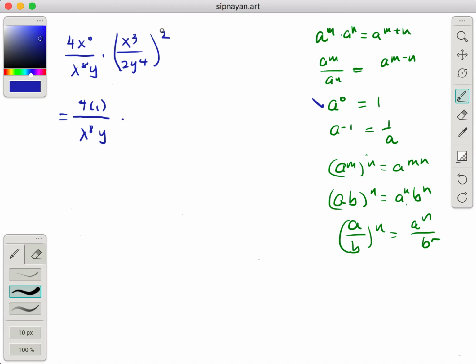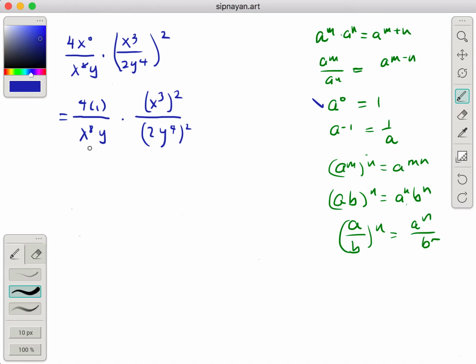Meron tayong fraction we raised to an exponent, no? Anong ginawa natin dito? In-split natin siya, di ba? So yung numerator, i-raise natin to this exponent, and the denominator, we also raise to this exponent. So, split natin yan. We have x cubed squared, no? And then we have 2y to the 4th squared also.